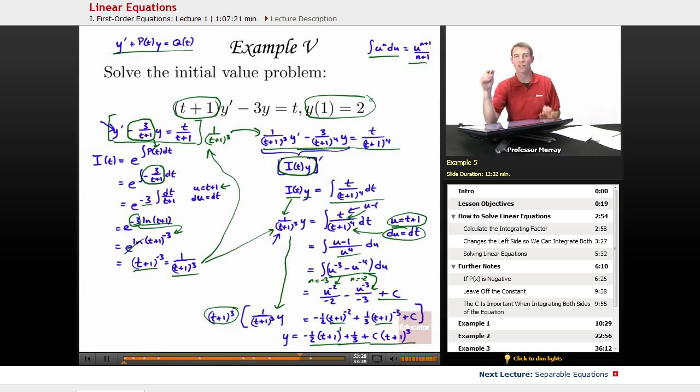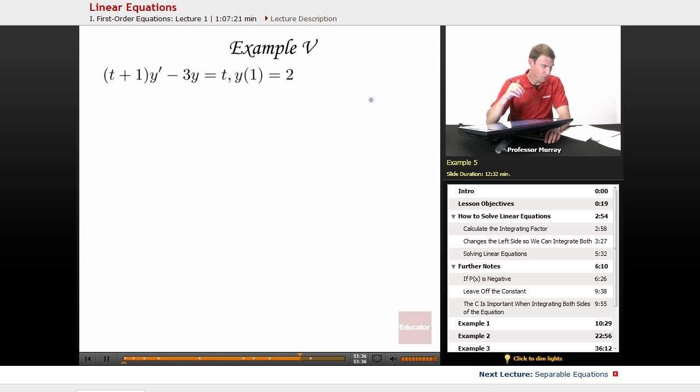What I'm going to do is take this equation over onto the next slide, and we're going to use it to solve the initial condition, and then we're going to be done. So let me remind you of the equation that we had on the previous slide. So our solution so far is y is equal to negative 1/2 times t plus 1. This is all from the previous slide. Plus 1/3 plus c times t plus 1 cubed.